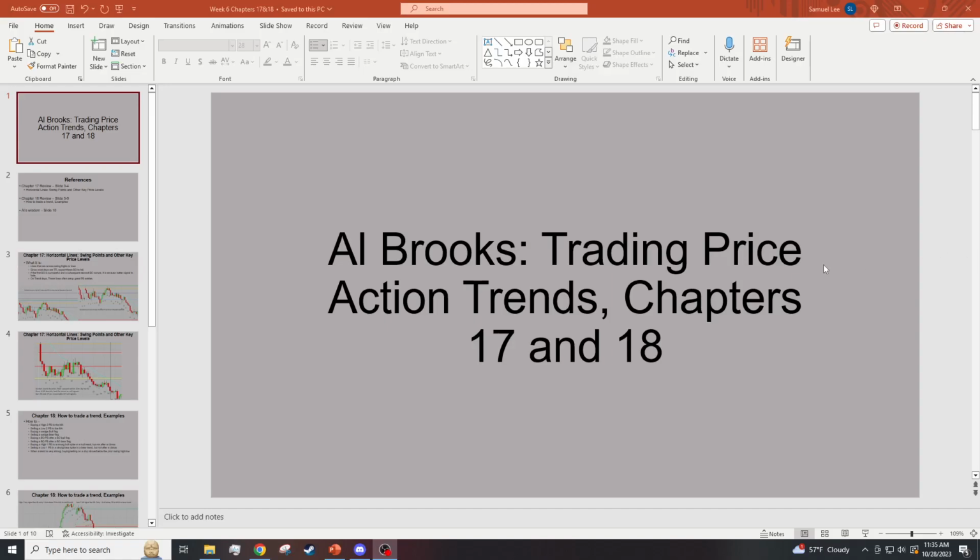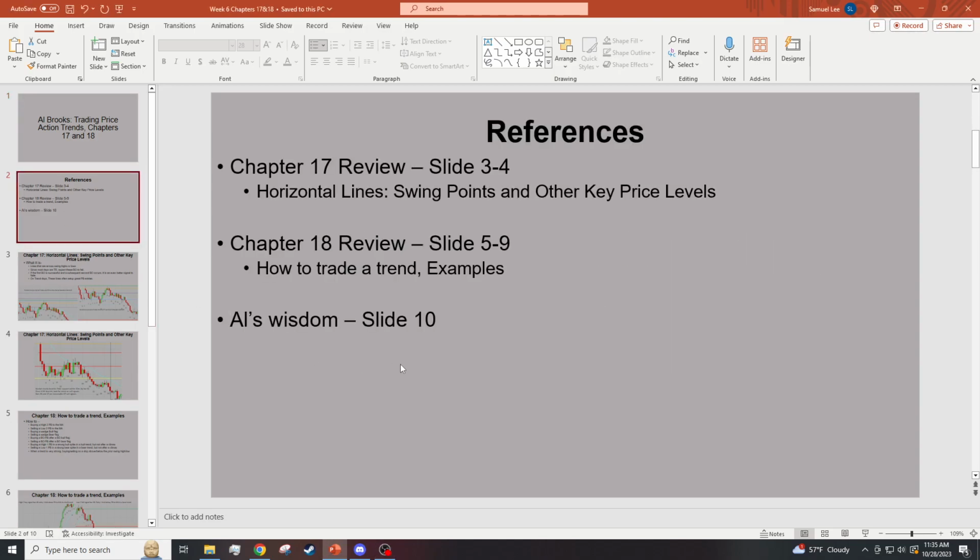Good morning. We're going to be talking about Chapter 17 and 18 from Trading Price Action Trends. Here's a references slide, and it's going to be available for download in the Discord.